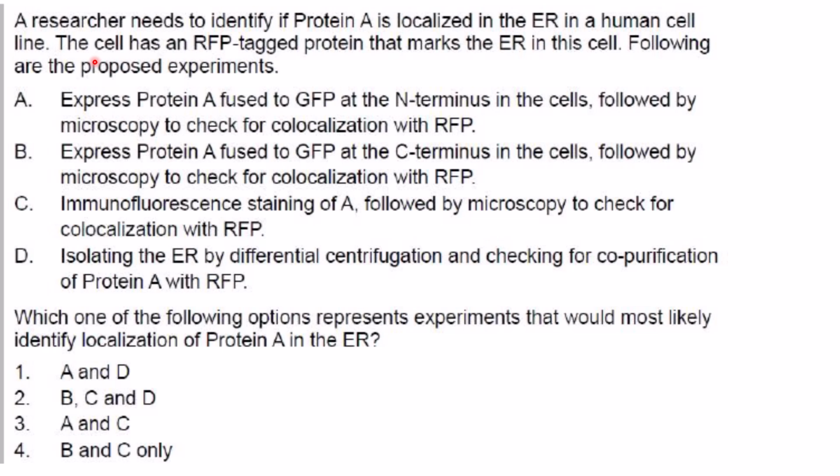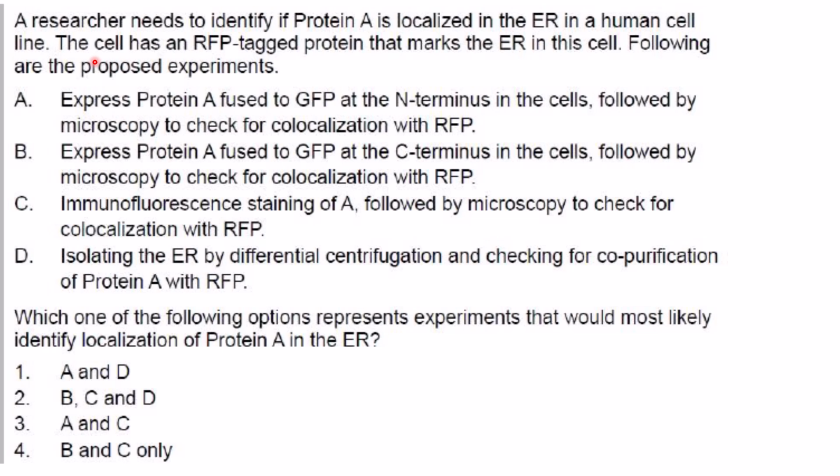So first he has to use some fluorescent marker to identify the endoplasmic reticulum. He has used an RFP tagged protein found on the endoplasmic reticulum. So when it gives fluorescence, it is endoplasmic reticulum. Now the following are the proposed experiments. These are the various experiments that he has to decide from, to see if protein A is localized in the endoplasmic reticulum.